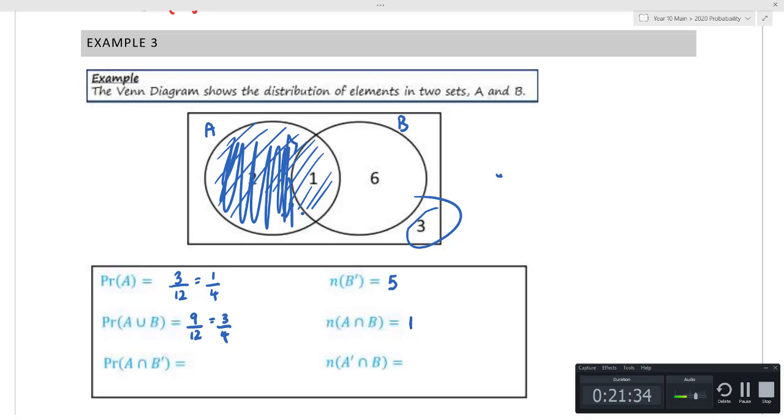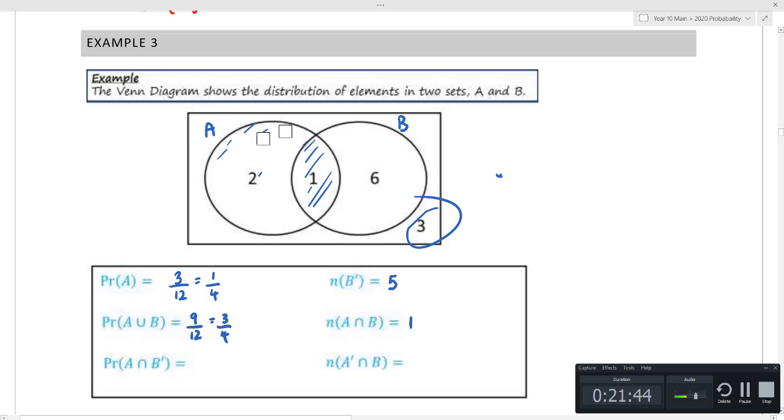What is A but not B? What is A and not B? Yeah, 2, and we've got 2 out of how many things altogether? How many outcomes? 12. So it's 2 things. We're looking at this thing here. 2 out of a total of 12, which of course is 1/6, isn't it?